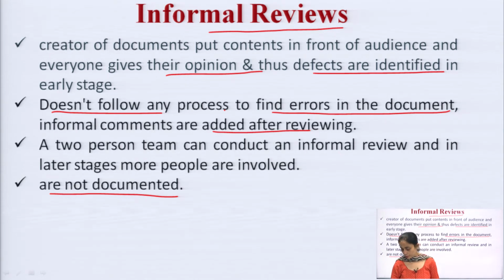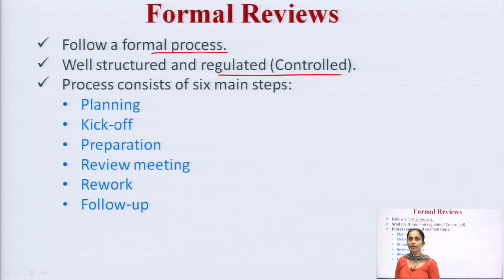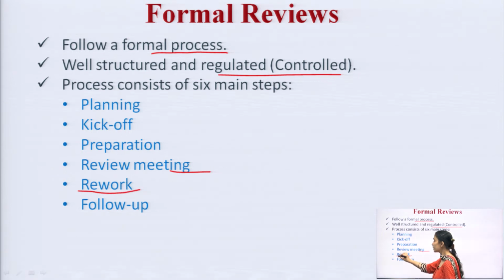Then let us move on to the second, that is our formal review. As the name suggests, it follows a formal process. It is a well structured and regulated process done in a controlled environment. This process comprises 6 main steps. It starts with planning, then kickoff occurs, then preparation goes, and then review meetings are conducted, rework is done if it is required from the earlier stages, then a follow up meeting takes place.